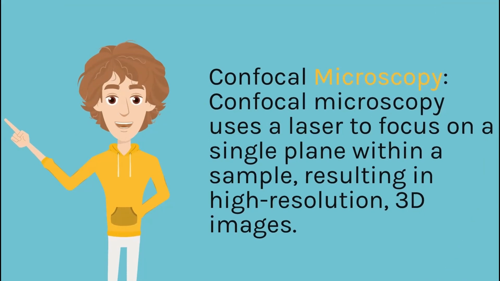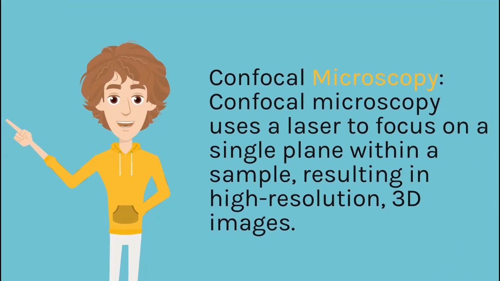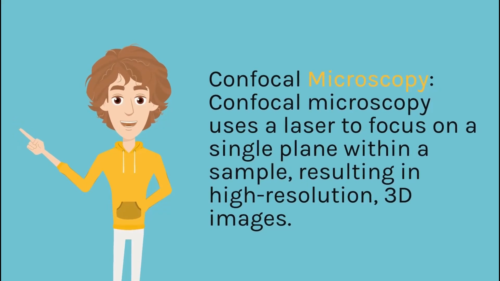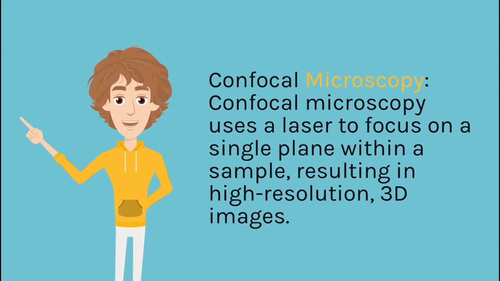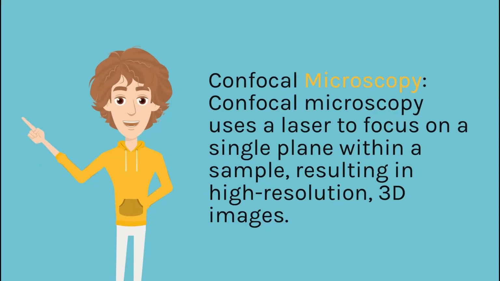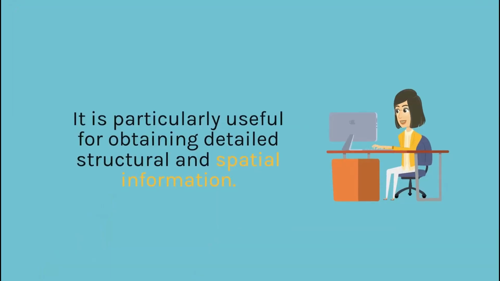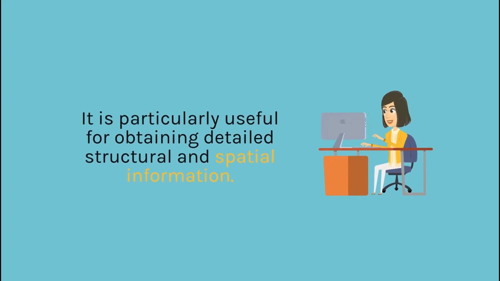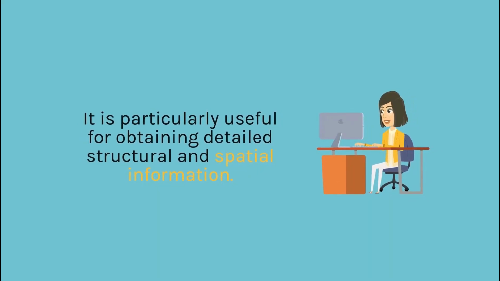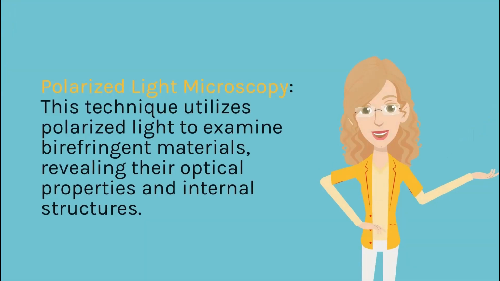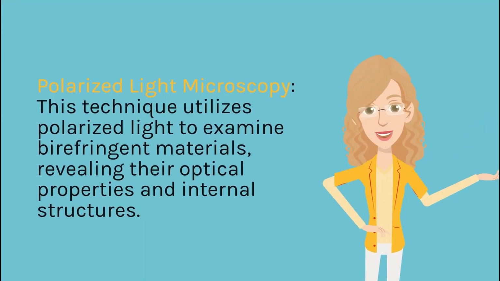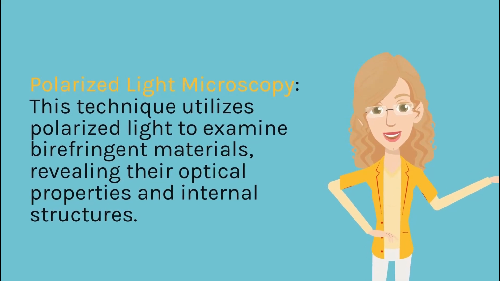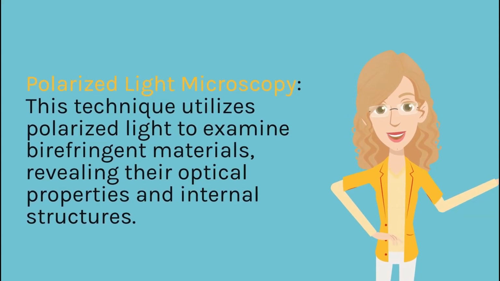Confocal microscopy. Confocal microscopy uses a laser to focus on a single plane within a sample, resulting in high-resolution, 3D images. It is particularly useful for obtaining detailed structural and spatial information. Polarized light microscopy. This technique utilizes polarized light to examine birefringent materials, revealing their optical properties and internal structures.